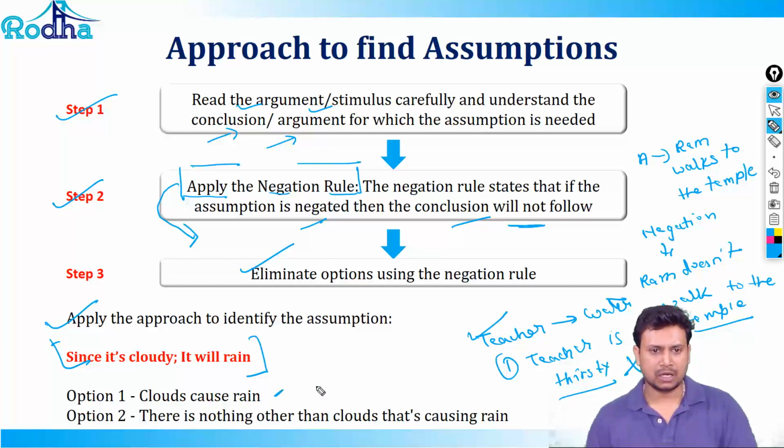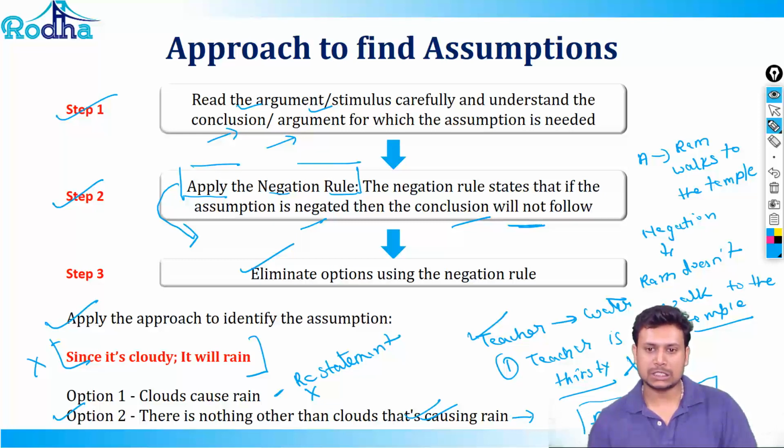Let's look at the first one. Clouds cause rain. It's a restatement. It is already given in the argument, and restatements are not assumptions. Therefore, this is not the right assumption. Second, there is nothing else other than clouds that's causing the rain. So let's apply the negation rule here, that there are other things other than clouds that's causing the rain. Then if there are other things that causing rain, then saying since it's cloudy it will rain doesn't follow. Therefore, this is the right assumption and the right answer. So the assumption in this case is option number 2.